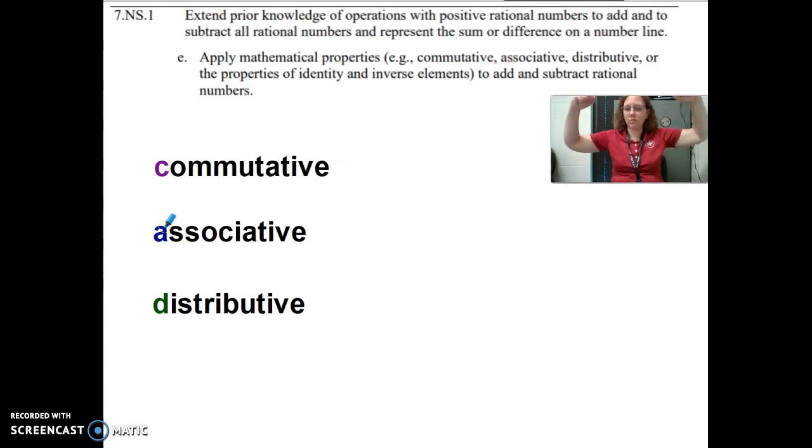All right, that sort of looks like parentheses. You can kind of see a parentheses there on my hand, but be careful with that because you can definitely have the commutative property with parentheses.